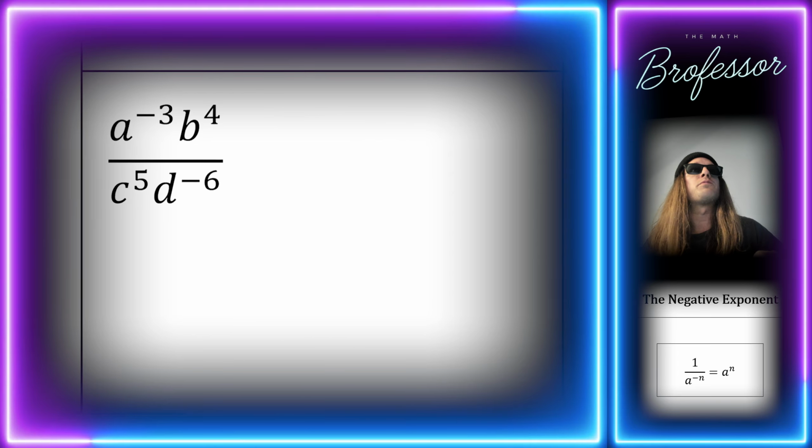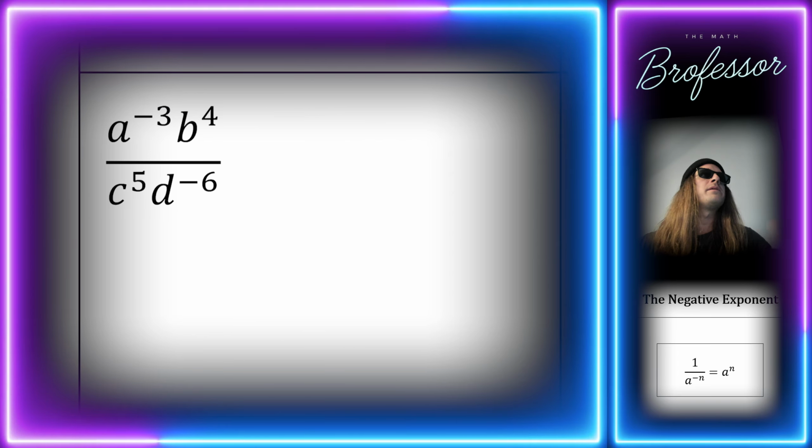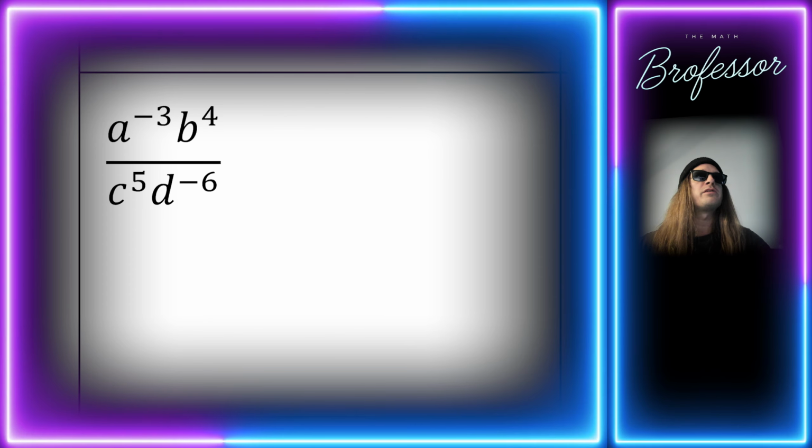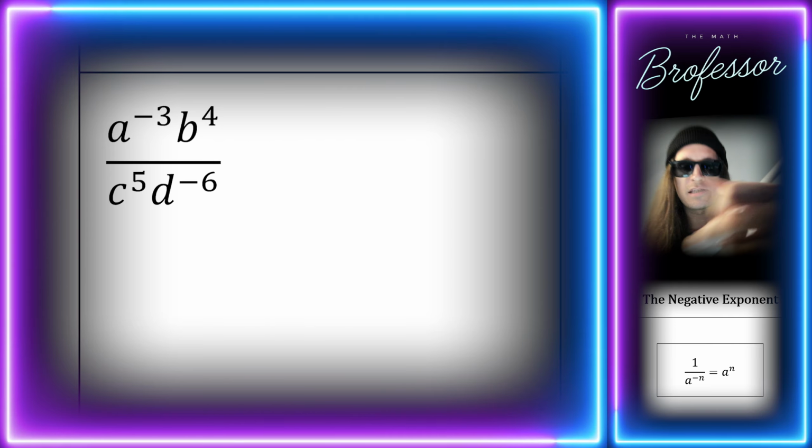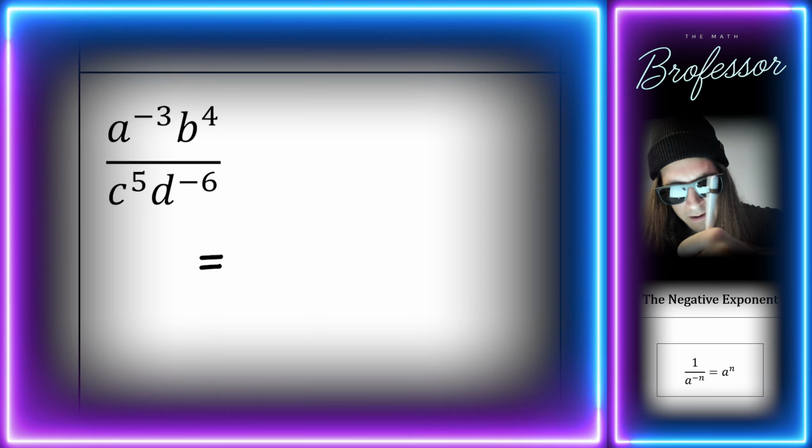All right, this fourth row right here is combining both properties of negative exponents that we've learned so far. So there's the first one. Basically, if it's up top and it has a negative exponent, it needs to go to the bottom. And the second one was the reciprocal of that. If it's in the bottom and has a negative exponent, it needs to go to the top. So what does this look like?